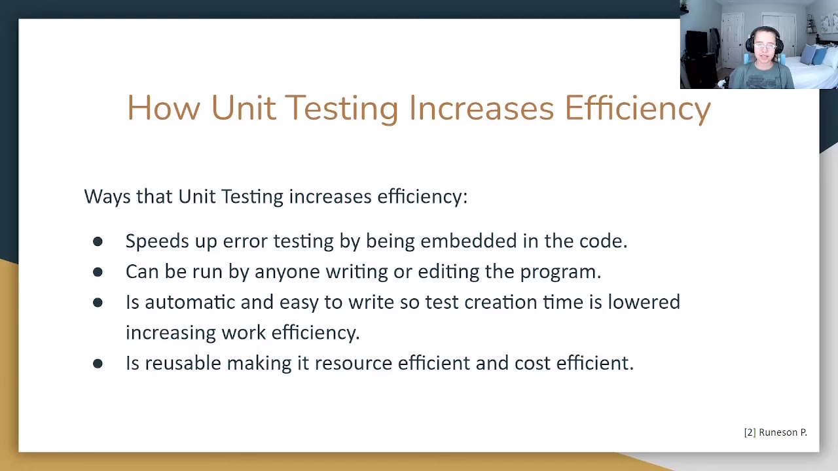Now, how does unit testing increase efficiency? Unit testing can increase efficiency through a number of different ways. Some of them are as follows. Unit testing speeds up error testing by being embedded in the code. Unit testing can be run by anyone writing or editing the program. Unit testing is automatic and easy to write, so test creation time is lowered, increasing work efficiency. And finally, unit testing is reusable, making it resource efficient and cost efficient.